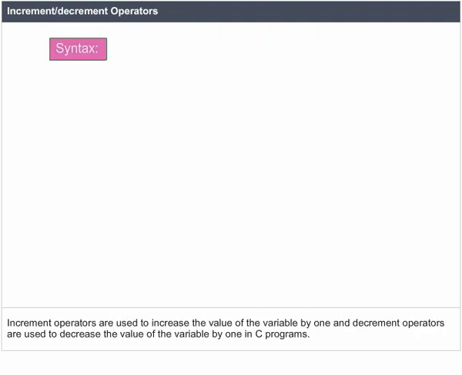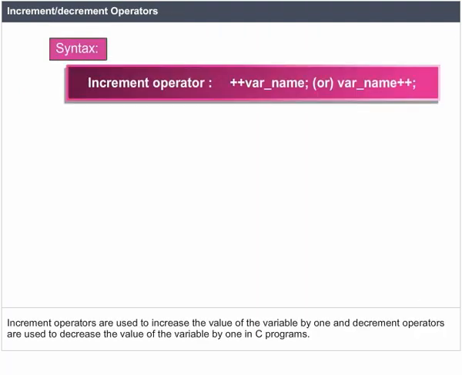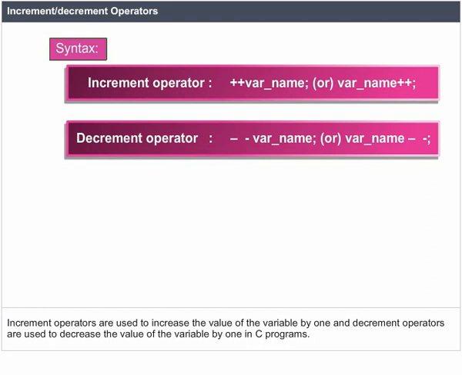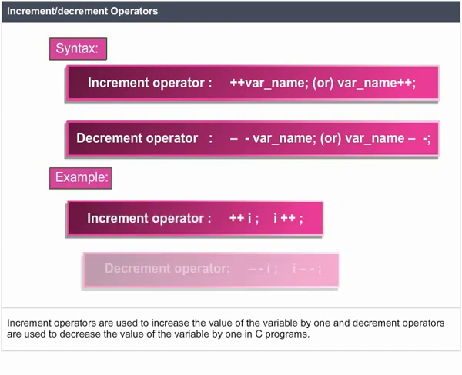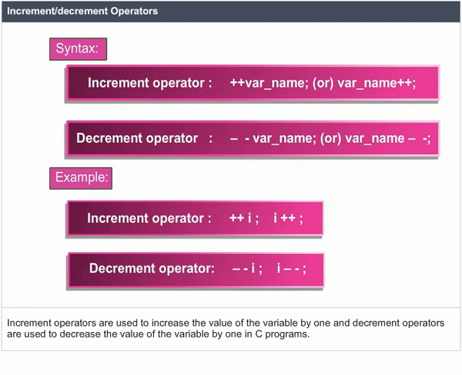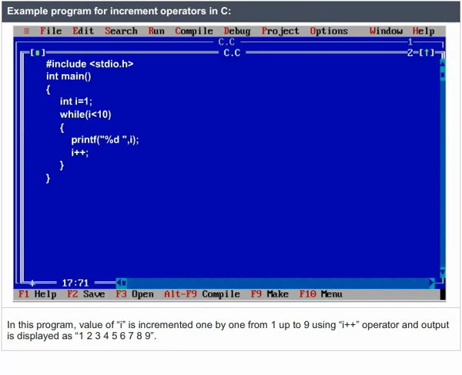Increment or decrement operators. Increment operators are used to increase the value of the variable by 1 and decrement operators are used to decrease the value of the variable by 1 in C programs. Example program for increment operators in C.